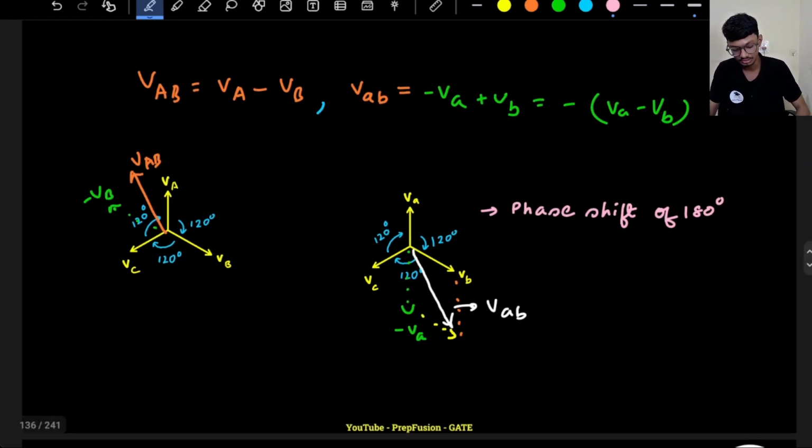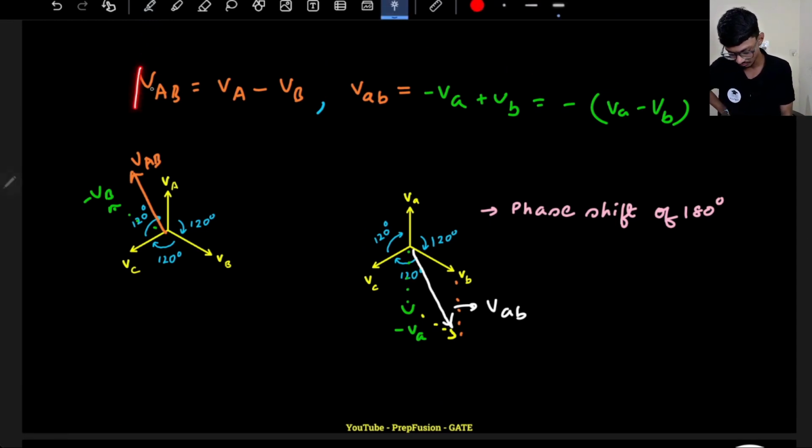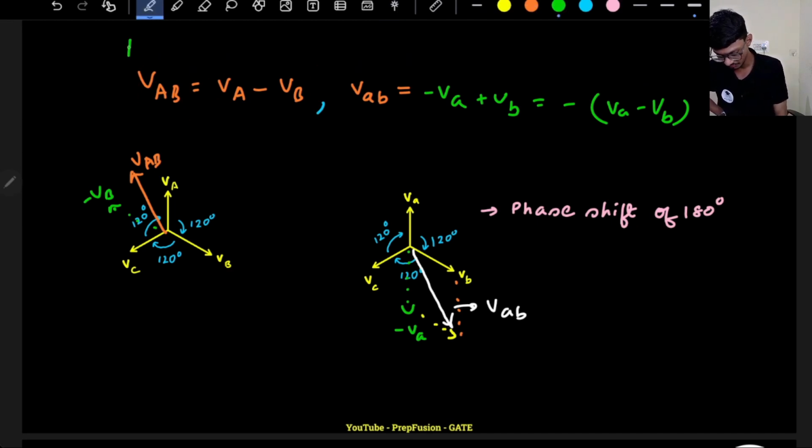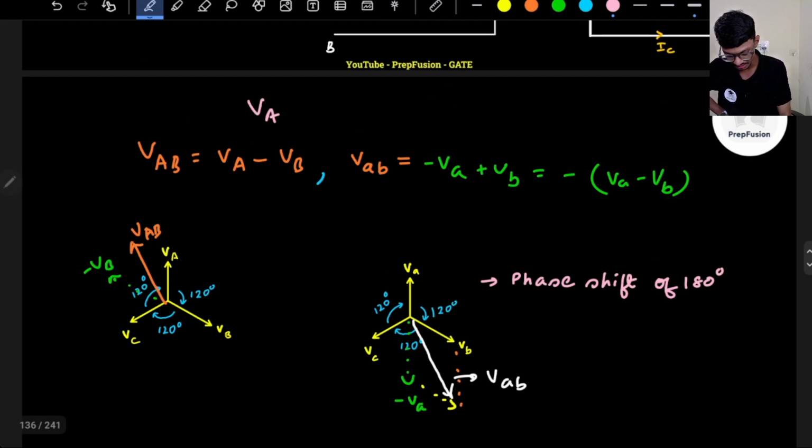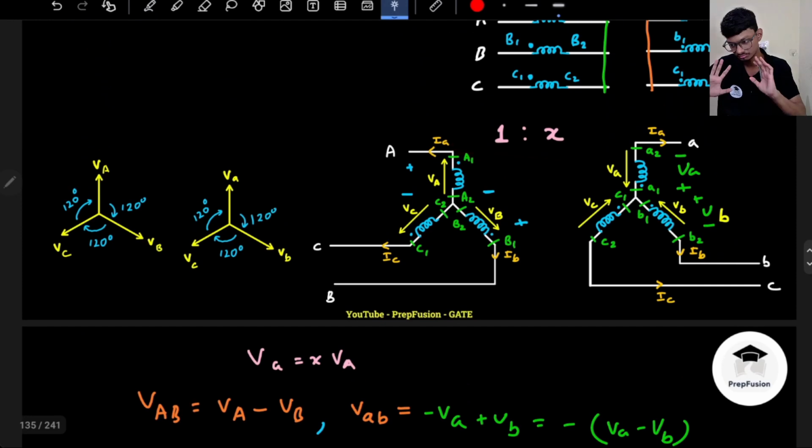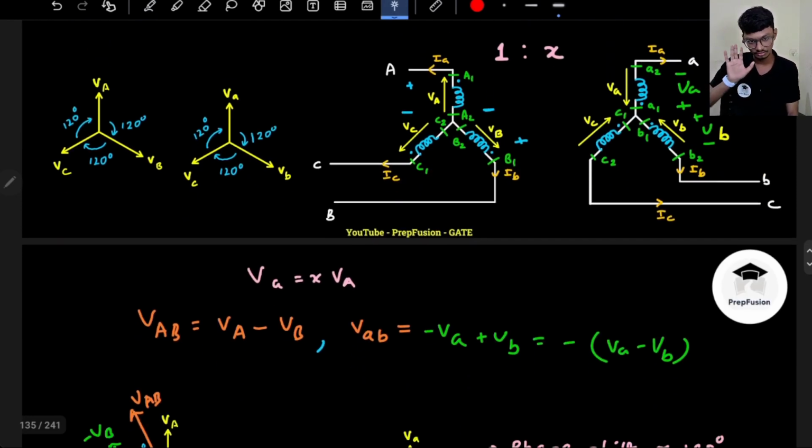Now let's discuss the magnitude. Magnitude will not be different, right? The magnitude of VAB is the magnitude of VA minus VB, which is the same. I know small VA equals x into capital VA, or the turns ratio. I don't want you to remember this formula, just remember the turns ratio. You can derive the formula.